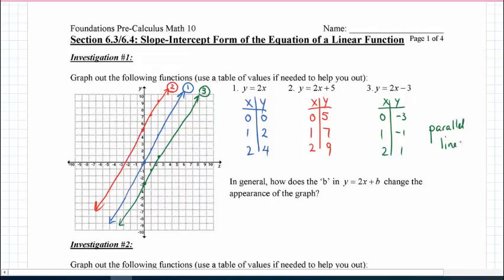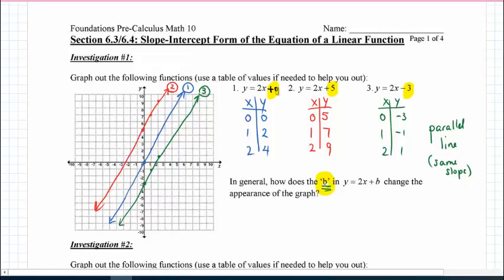Right? And what do we know about parallel lines? They have the same slope. Yes, that was from the previous section. So that's kind of interesting. Same slope. I guess my question is, you see how this value, which I call b, that's really the number at the end. In this case here, the number at the end would be, I guess, plus 0. My question here for you is, how does this value of b change the appearance of the graph?